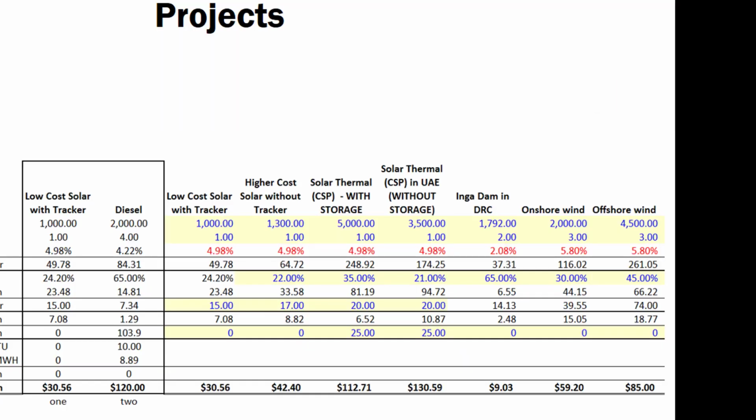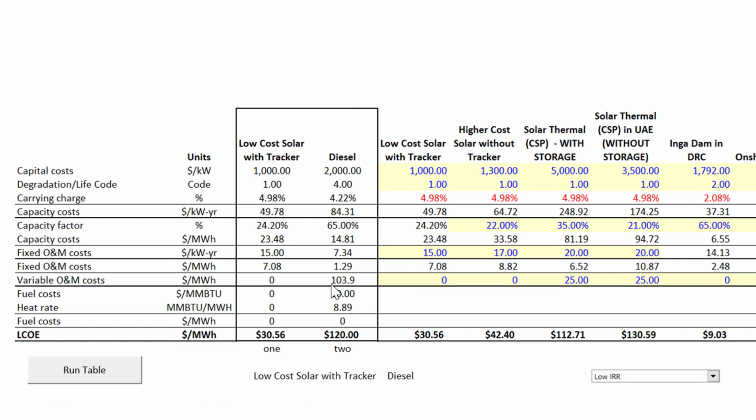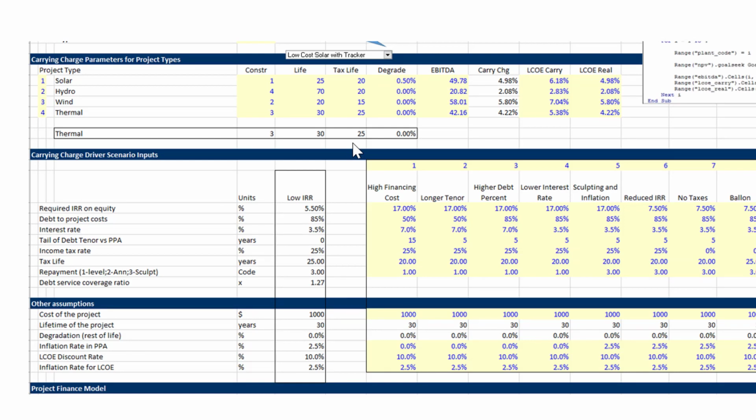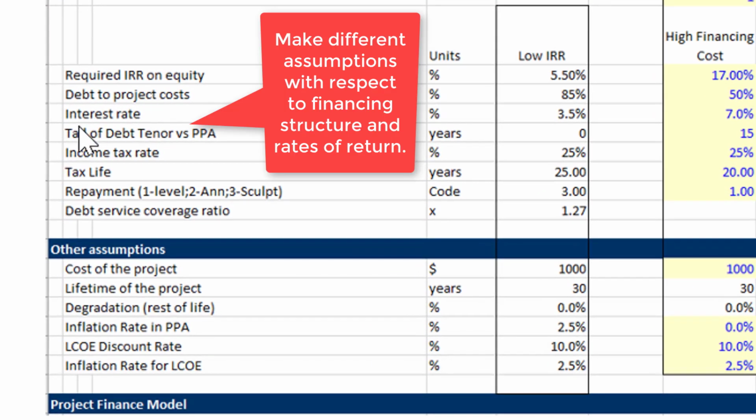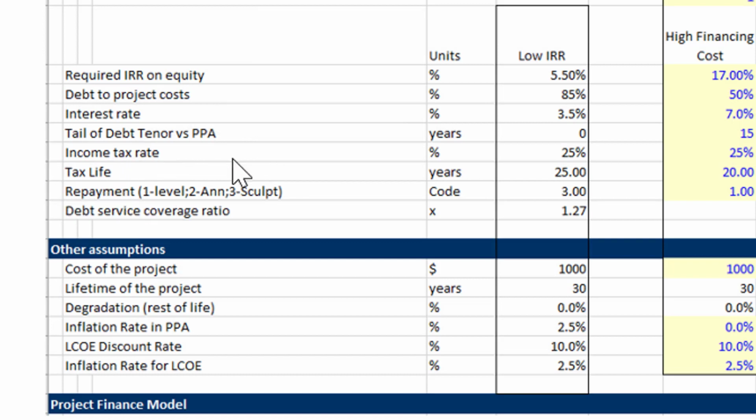Now, the idea of this file is, you look at different capital intensities. A diesel plant is very non-capital intensive, at least when compared to other electricity plants, because it's got so much fuel cost. A solar plant, a project, is much more capital intensive. And then we look at these things. Here's the debt to capital, the interest rate, the tail, which is the tenor, the style of the repayment, the DSCR. It doesn't have a funding analysis here.